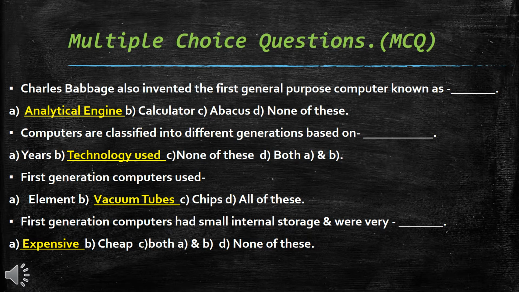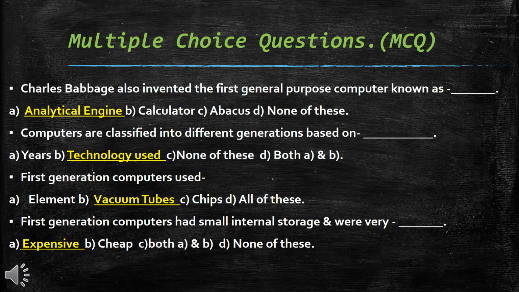Charles Babbage also invented the first general purpose computer known as dash. The options are analytical engine, calculator, abacus, none of this. The answer is analytical engine. The next one is, computers are classified into different generations based on dash. Years, technology used, none of this, both A and B. Your answer is technology used. That means computers are classified into different generations based on the technology being used to make them.